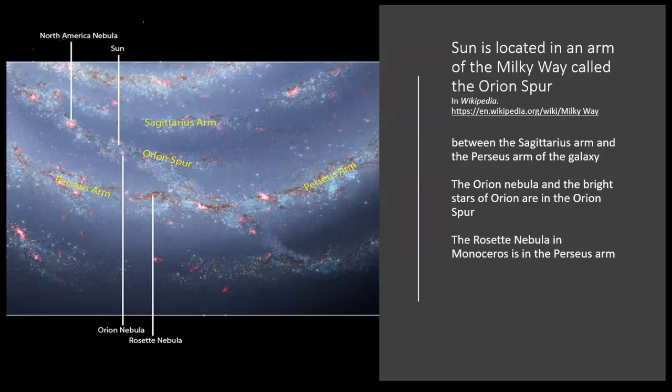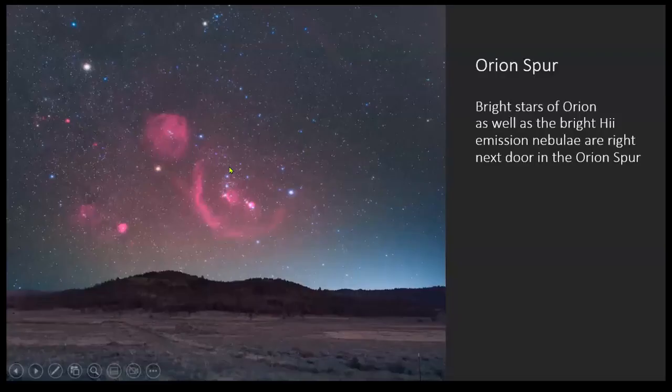The Rosette Nebula is actually in another arm over here in the Perseus arm. If you're familiar with the Rosette Nebula. Okay, so that's where we're at. And here's... Where is the Earth in relationship? Right next to the sun. Like, yeah, like right next to the sun, yeah.